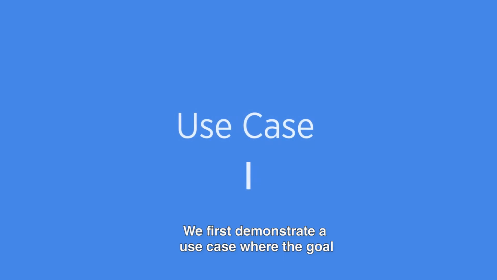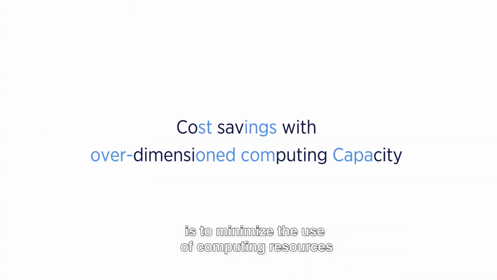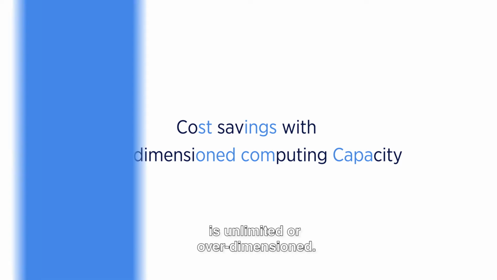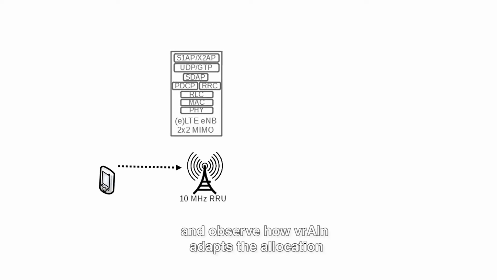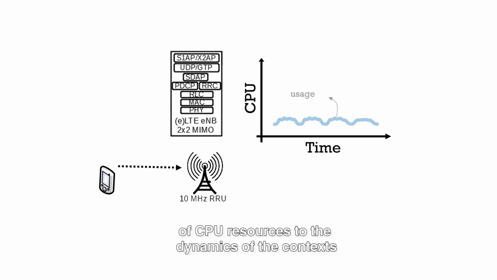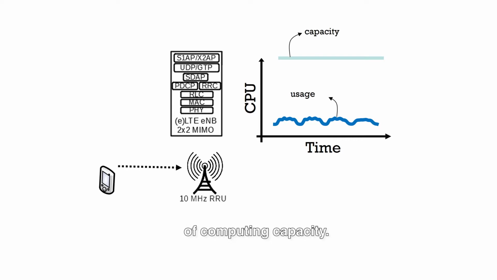We first demonstrate a use case where the goal is to minimize the use of computing resources when the computing capacity of the system is unlimited or over-dimensioned. To this end, we deploy one virtual radio stack and observe how vrAIn adapts the allocation of CPU resources to the dynamics of the contexts without any restriction on the availability of computing capacity.